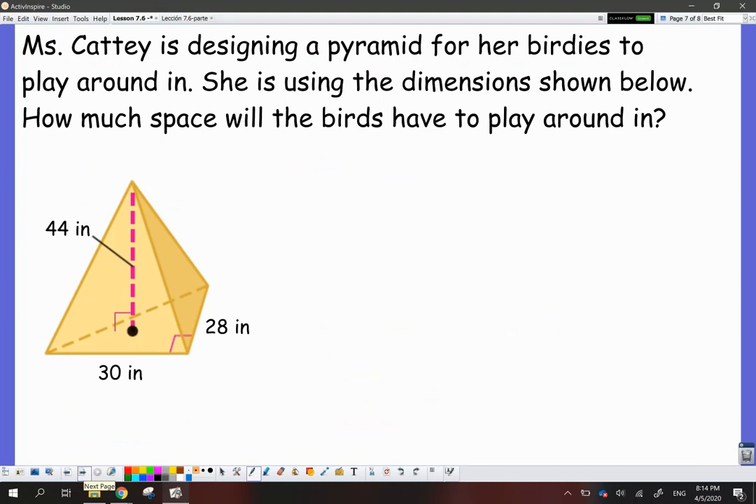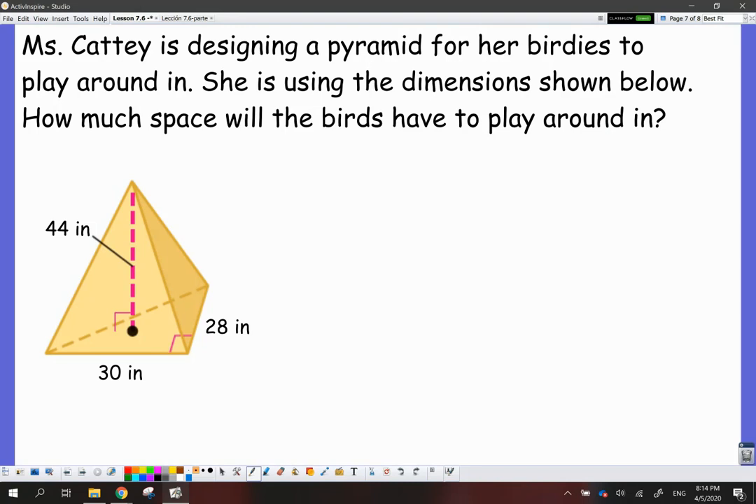Miss Cattey is designing a pyramid for her birdies to play around in. If you saw her Fun Friday video, then you know about her birds. So she's building a pyramid-shaped cage for them to play in. She's using the dimensions shown below. How much space will the birds have to play around in? That's asking you for volume. It's asking you for the amount of space. Anytime it says that, it's asking for volume.